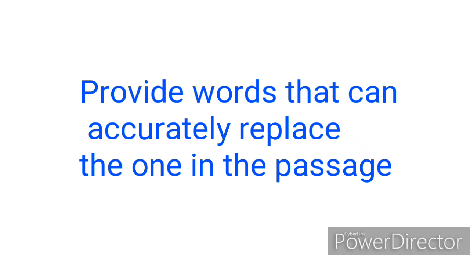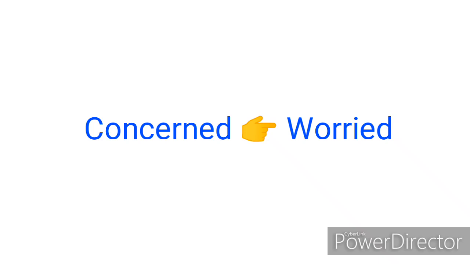So when a question is asked in this section, make sure the word you are providing can accurately replace the one in the passage. Make sure it has the same tense as the one in the passage. If the one in the passage is in the present tense, then the word you provide should also be in the present tense and vice versa. For example, in 2019, one of the words the candidates were asked to replace was "concerned." Another word for "concerned" as used in the passage is "worried." Because the tense of the word is in the past, my answer will also be in the past.